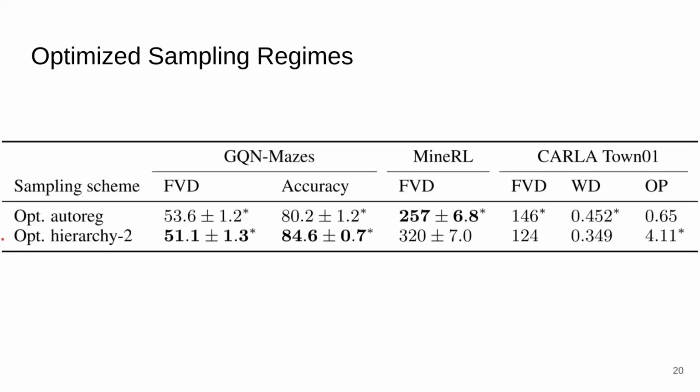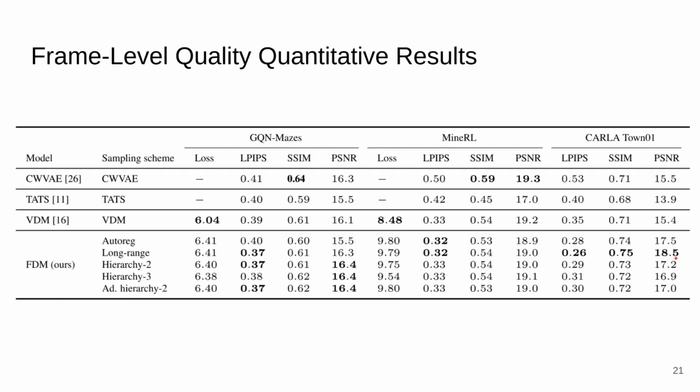We can see the same here with these optimized sampling schemes. I think they showed them on a separate figure because it required some additional computation, so maybe it wasn't a fair comparison. And we see the hierarchy 2 optimized beats out on GQN and mazes, and the optimized autoregressive wins out on the Minecraft RL. And then neither of these actually outperform one of the previous unoptimized regimes on the Carla dataset. But again, just reinforcing this idea that they're very dataset dependent. So the training on the randomized scheme works best.